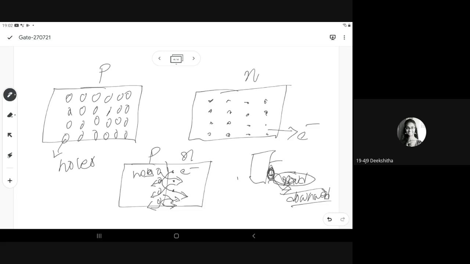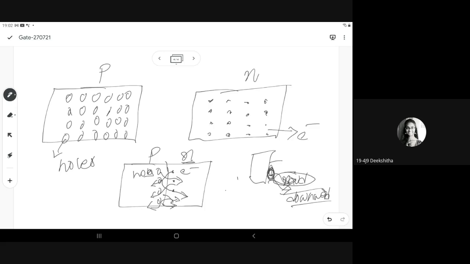So the water will always move towards the downward side. Wherever there is less height, in that direction only the water is going to flow. Similarly, here the holes have high concentration on the p side, and they want to move towards the n side. Similarly, the electrons, which are higher in concentration on the n side, want to move towards the p side. So like that, a diffusion current is going to occur.